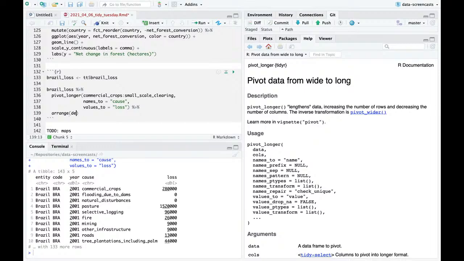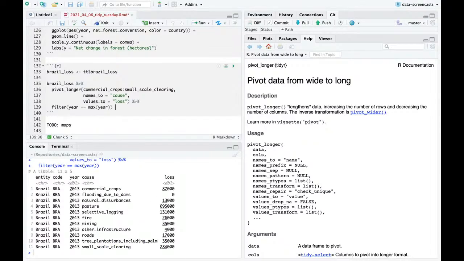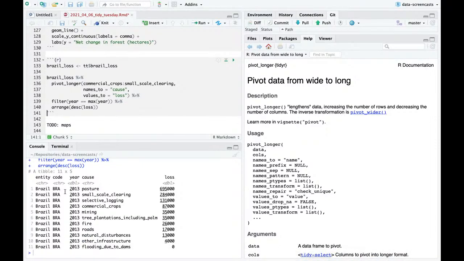Why do we do it this way? Well, for one thing, I can really easily ask, what's been the largest loss at any point? And we say, oh, pasture, in most, not all years it looks like, was the largest source of loss. And then I can say, within one year, filter year is max, 2013. I can arrange descending loss. The most recent year we have in this data set is 2013. What were the largest sources of loss? Pasture, then small scale clearing, then selective logging.